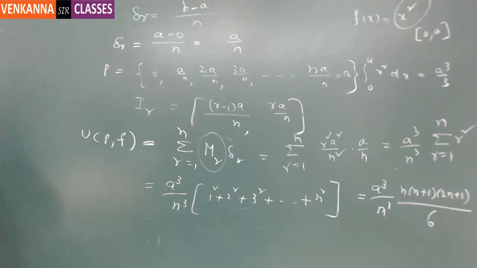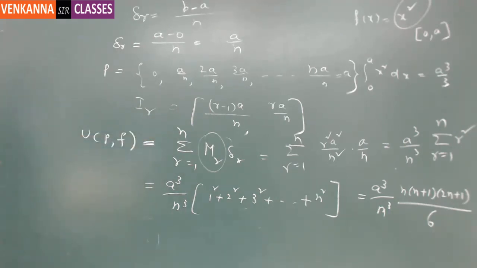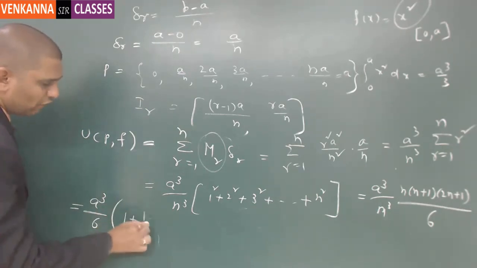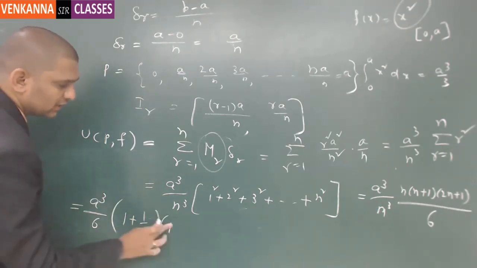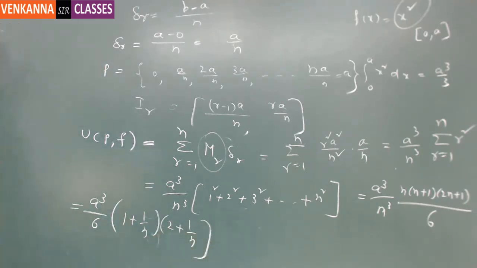Right. So n cube gets cancelled if you take n as common in the numerator. So it will be a cube by 6 into 1 plus 1 by n into 2 plus 1 by n. Please check, n cube gets cancelled. So what happened? I have arbitrarily chosen a partition P. I have calculated the upper sum U(P, f), and this is the value of the upper sum.